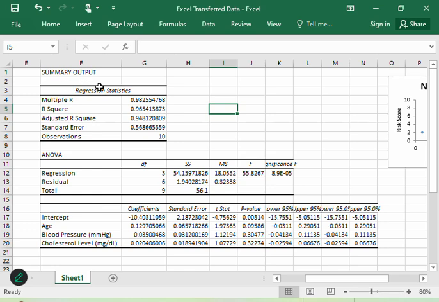The figures of regression. Mary, what is your R square? R square is 0.993391.